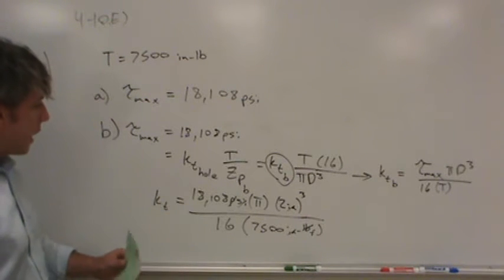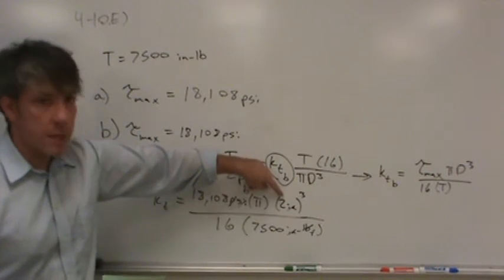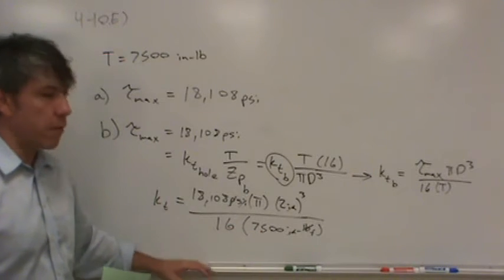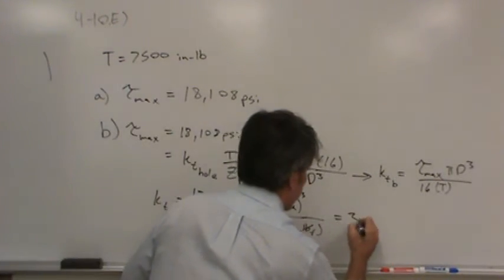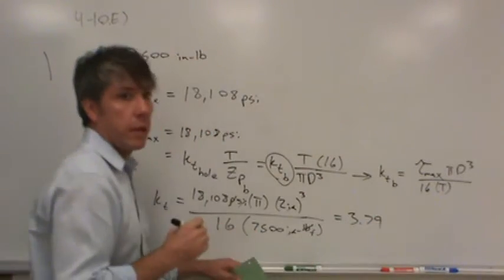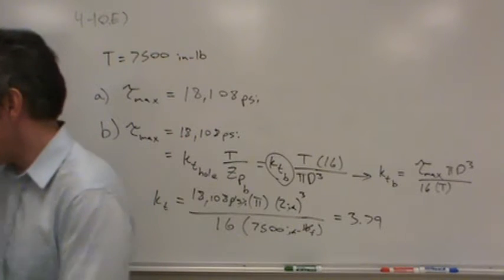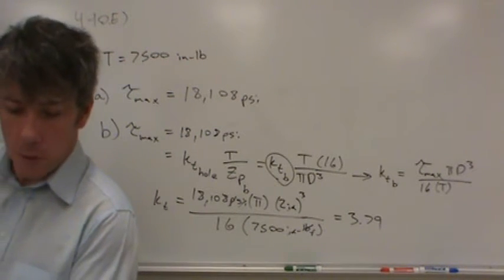Okay, so again, I need calculator help. 18,108 times pi times 8, because 2 cubed is 8, divided by 16, divided by 7,500. I got 3.79. Anyone else agree with that? Second? Okay. So we're looking for a stress concentration factor of almost 4 around the hole.